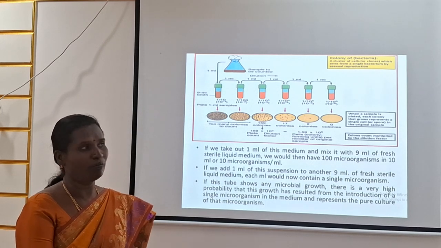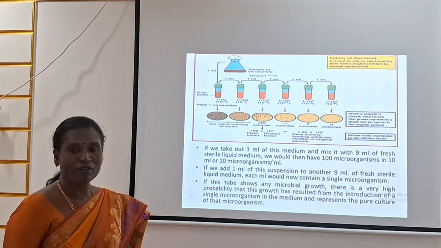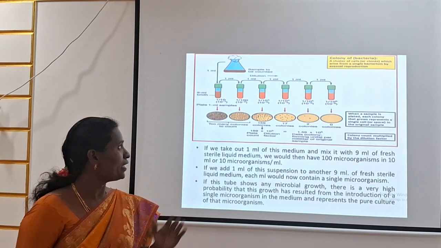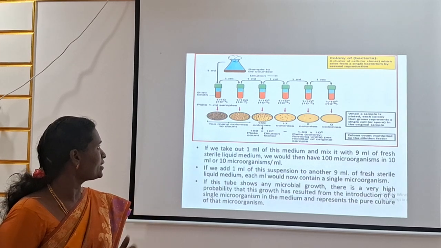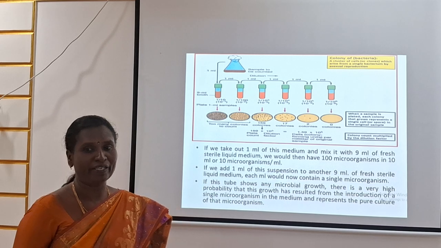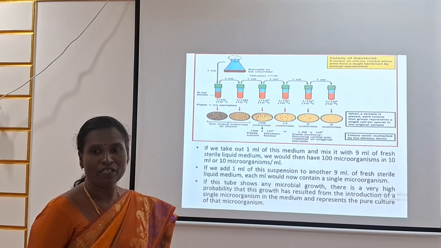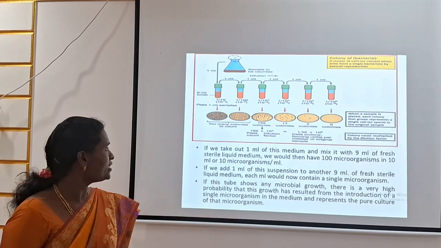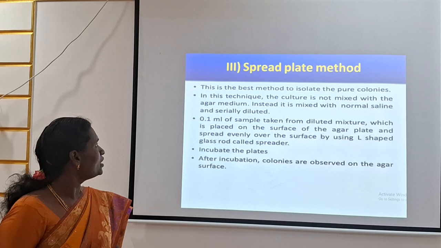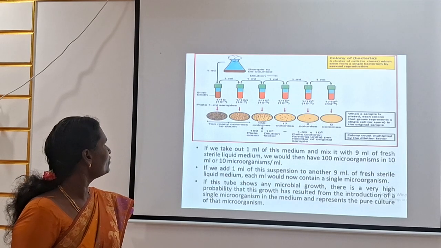After making the serial dilutions, we again take a loopful of organisms and spread it as in the previous slides, on the agar plate or streak plate techniques. We dilute through the serial dilutions up to the minimum number of colonies.